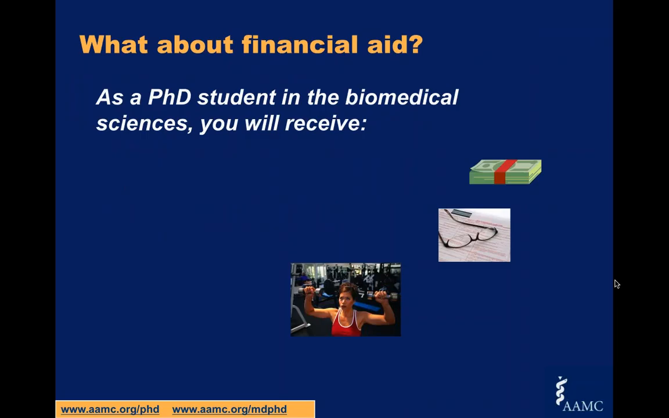So what about financial aid? As a PhD student in biomedical sciences, you probably don't need to apply for financial aid because you will most likely receive, as part of your package for graduate school, full tuition remission and a stipend to cover living expenses. So not only is graduate school free, but it also provides you with a wage that's pretty much a living wage to support you while you're in graduate programs. So you don't have to be going into debt while you're in graduate school.